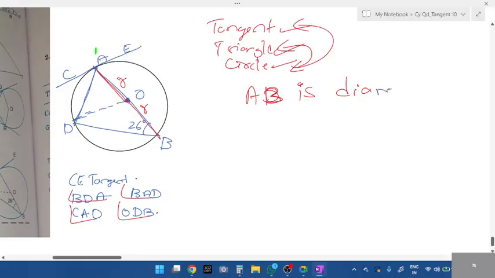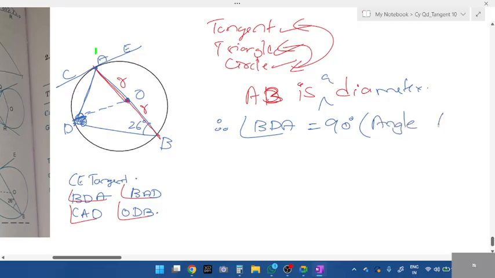Angle B is 90, diameter. So you have to mention this. AB is a diameter. Therefore, angle BDA, the angle formed at this, is 90 degrees. BDA is equal to 90. The reason is not required, but still, the angle formed on a semicircle is 90 degrees, students. Angle formed on a semicircle is equal to 90 degrees.